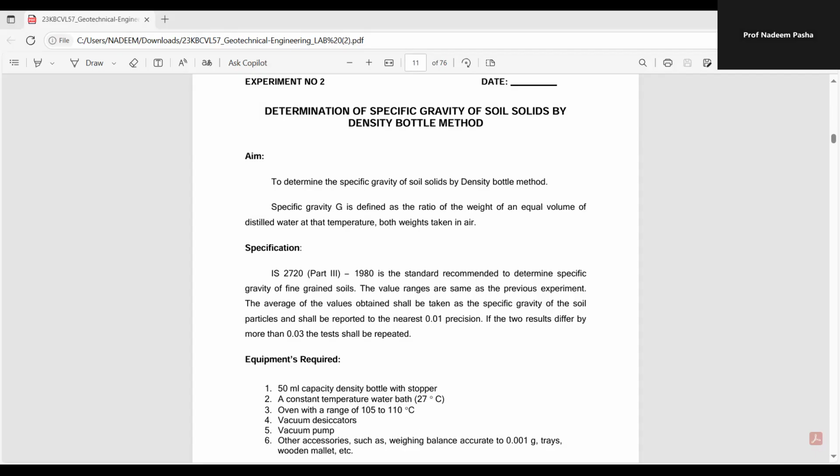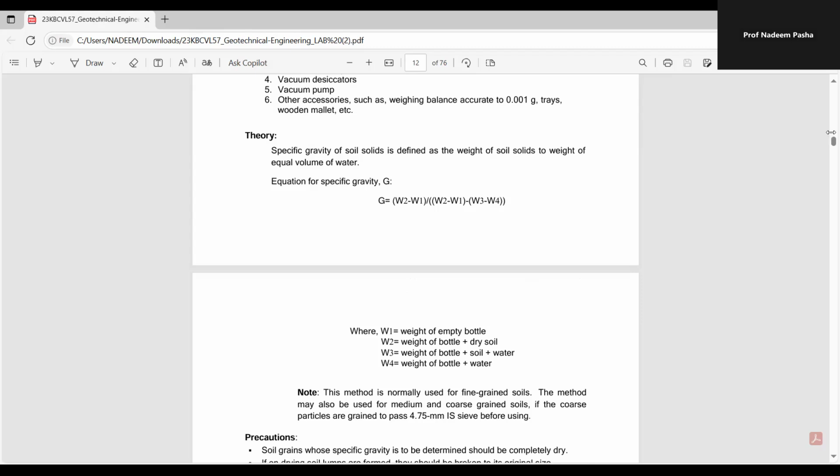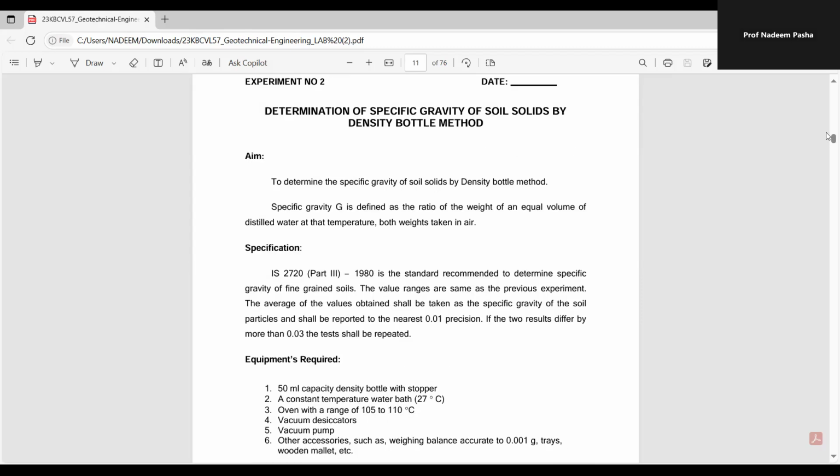So what are the equipments required? A 50 ml capacity density bottle with stopper. Second, a constant temperature water bath. Next, an oven with a range of 105 to 110 degrees Celsius. Next, vacuum desiccators, vacuum pump, and other accessories such as a weighing balance accurate to 0.01 gram, trays, wooden mallet, etc.